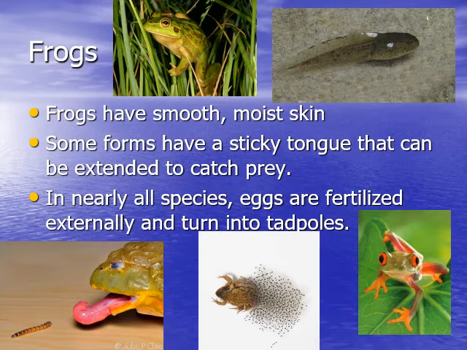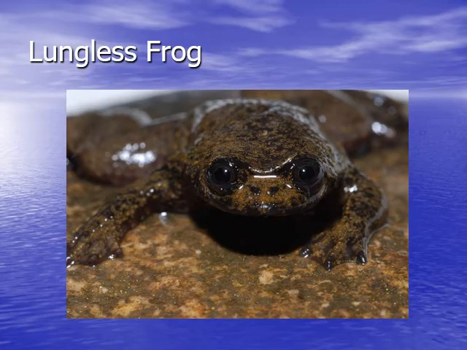So that's going to be a lot of your frog characteristics. It's a picture of a lungless frog. So there are a few species of frogs that maybe keep their gills throughout their adult life, and they need to stay in the water to breathe through their skin, breathe through their gills. So that's going to be an exception to some of the other adult frogs that we've been talking about.